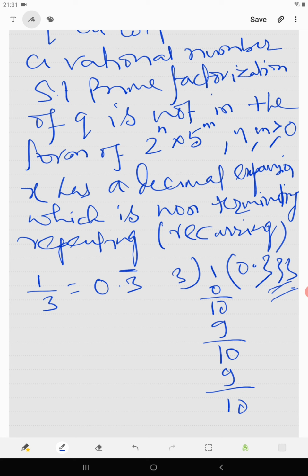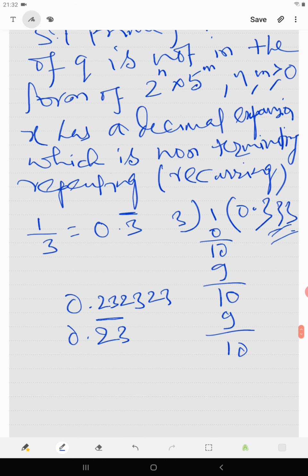It can be on multiple digits, like it happens in some cases, like 0.232323. In this case I can write 23 with a bar on top, to express that 23 is going to repeat and repeat if you are dividing it further. So this is all about repeating, terminating, non-terminating, everything I have explained to you. Now move on to the chapter. Let's start.